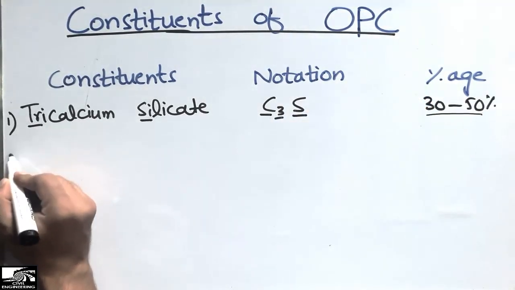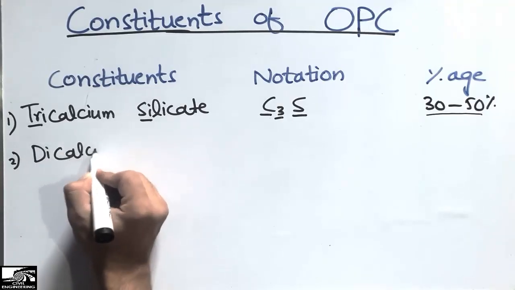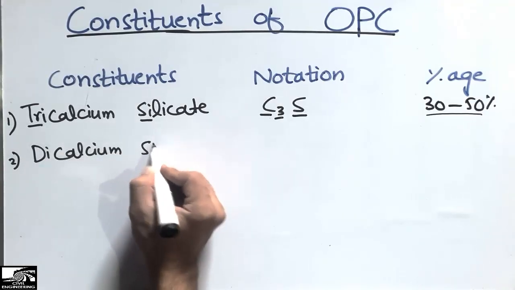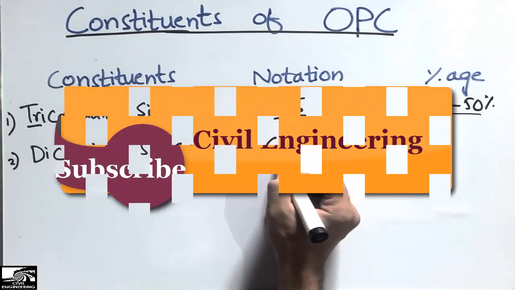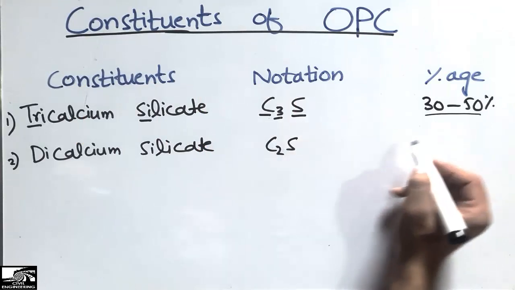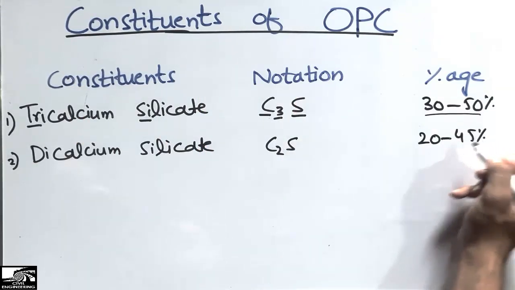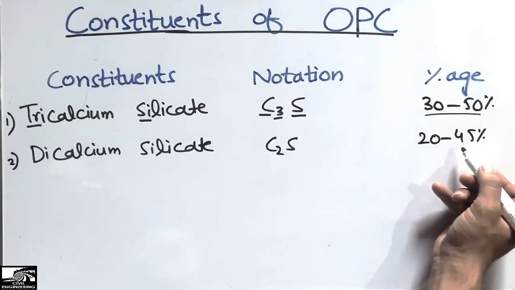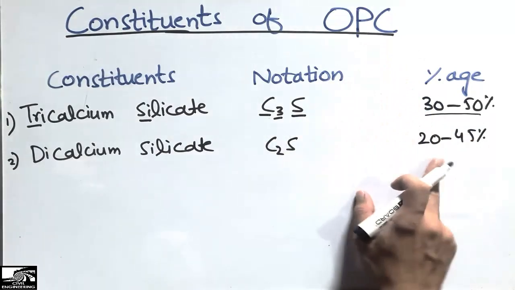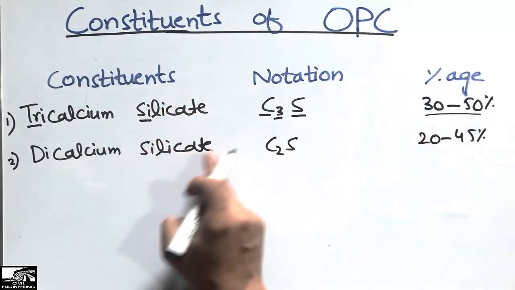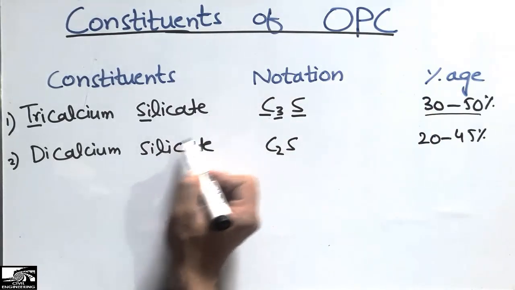The second one is Dicalcium Silicate. The 2 here is for the dicalcium, and it is present at almost 20 to 45 percent. There is no exact percentage of how much it is present in the cement, but this is the general range of these constituents, of how the cement is made up of these elements, of these complexes.